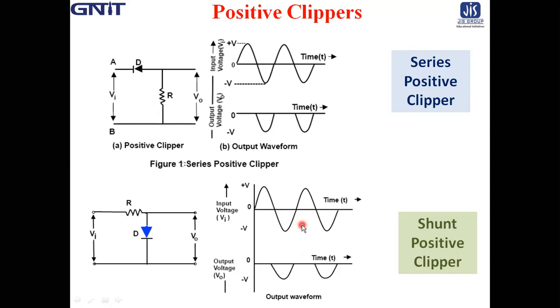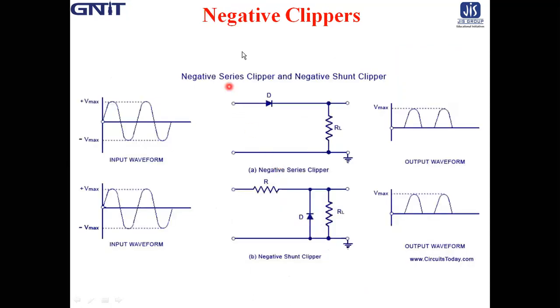The output voltage waveform in shunt positive clipper is similar to that in series positive clipper, in the sense that the positive half cycle of the input signal is clipped off or removed in the output voltage waveform, which is shown here also. Now move to the negative clipper.